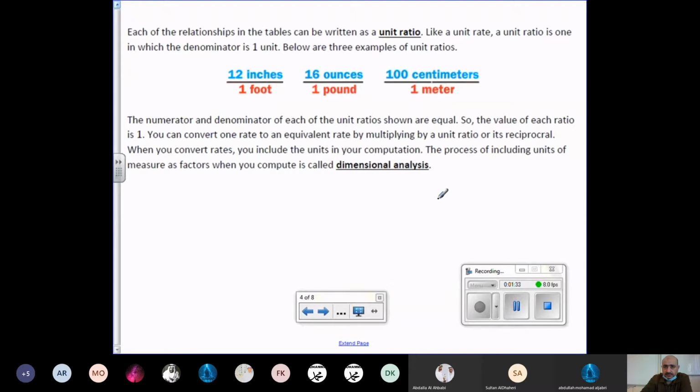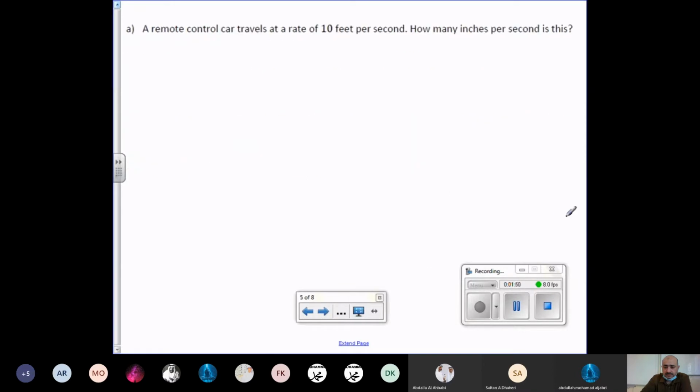You can convert one rate to an equivalent rate by multiplying by a unit ratio or its reciprocal. When you convert unit rates, you include the units in your computation. This process of including units of measure as factors when you compute is called dimensional analysis. Letter A. A remote control car travels at a rate of 10 feet per second. How many inches per second is this?